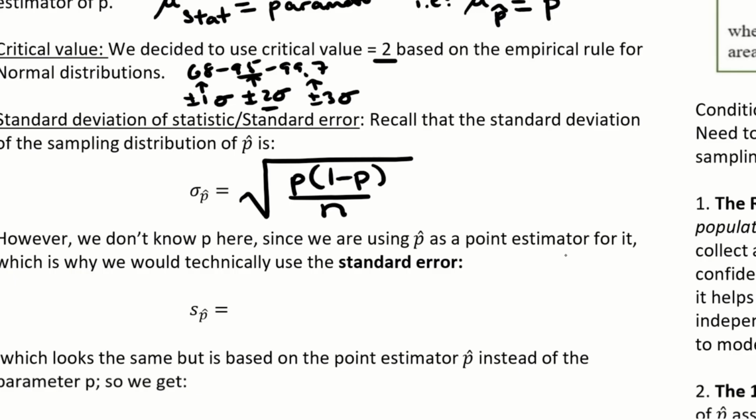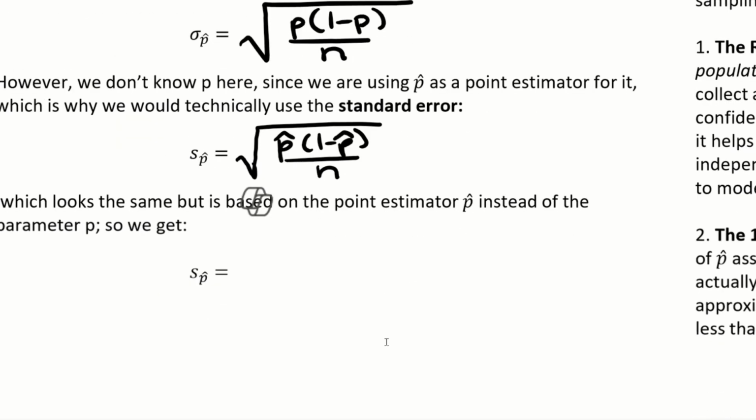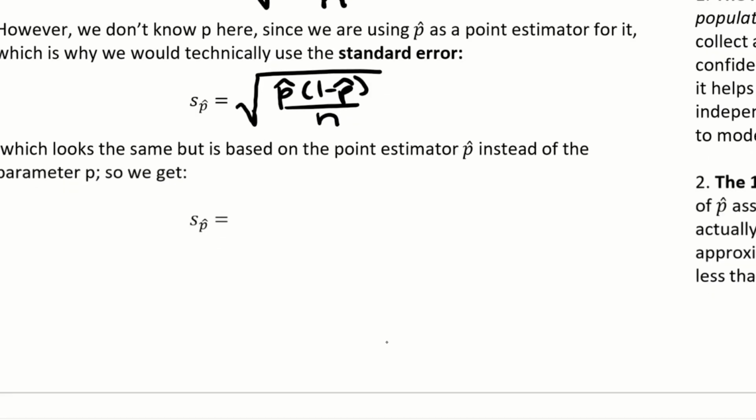Now when we use p hat, this no longer becomes the standard deviation of the sampling distribution. It becomes the standard error. The standard error is the standard deviation of the statistic. And so this becomes s p hat, the square root of p hat times 1 minus p hat over n. So we use p hat instead of p, which looks the same, but again, we used a point estimator instead of the actual, true parameter p.